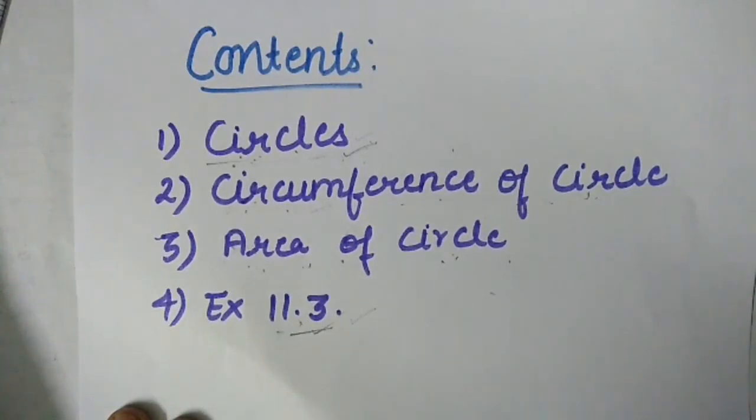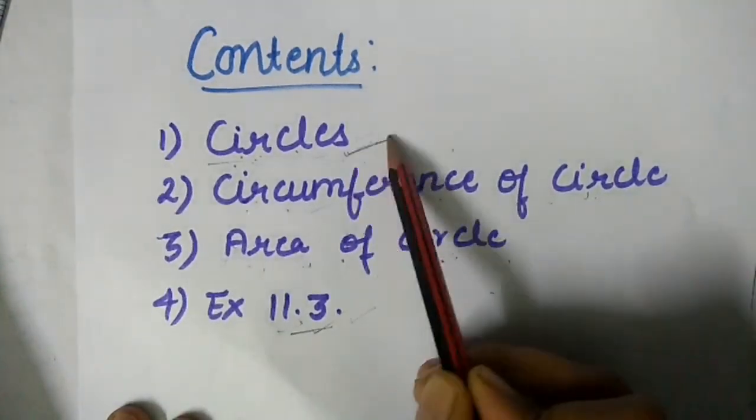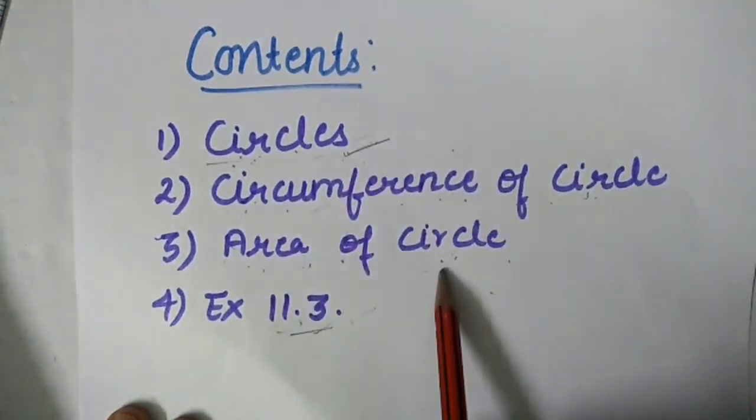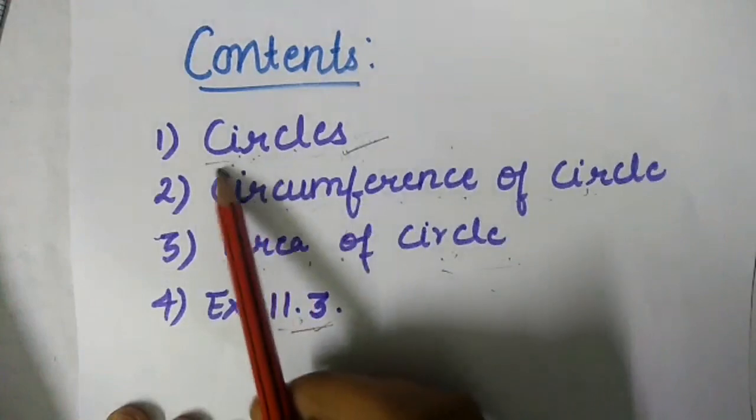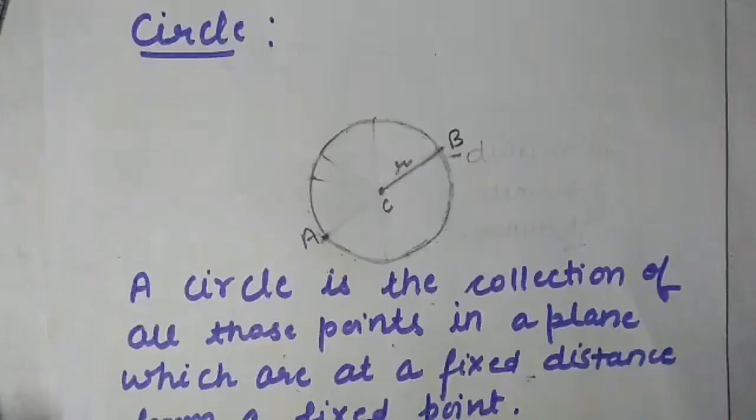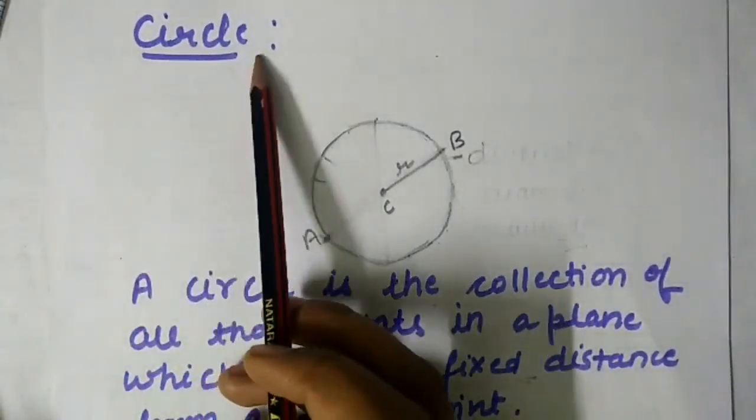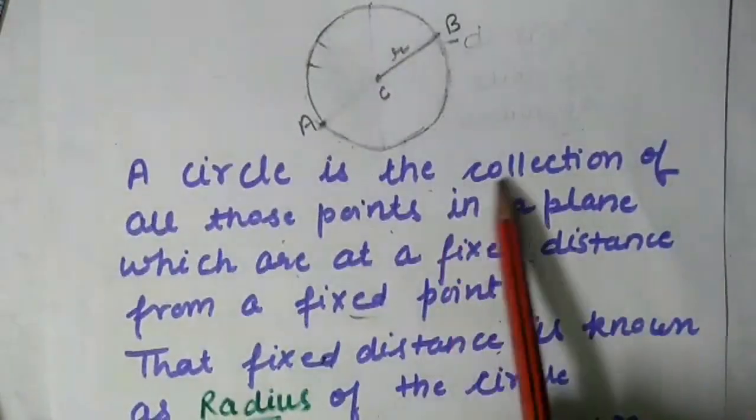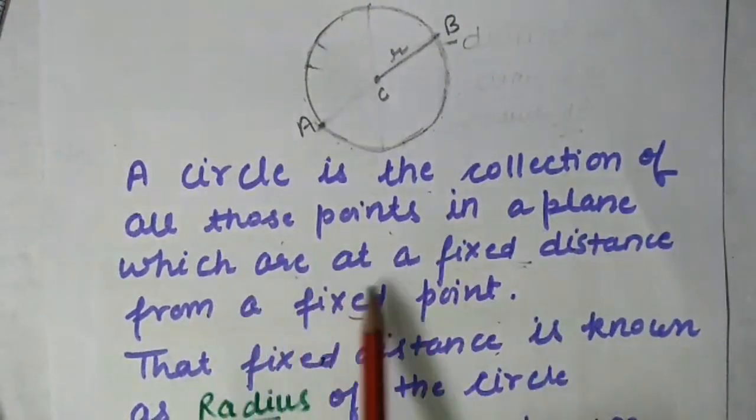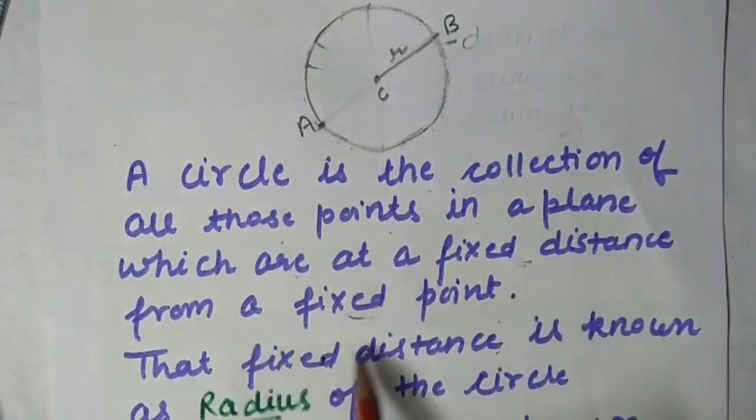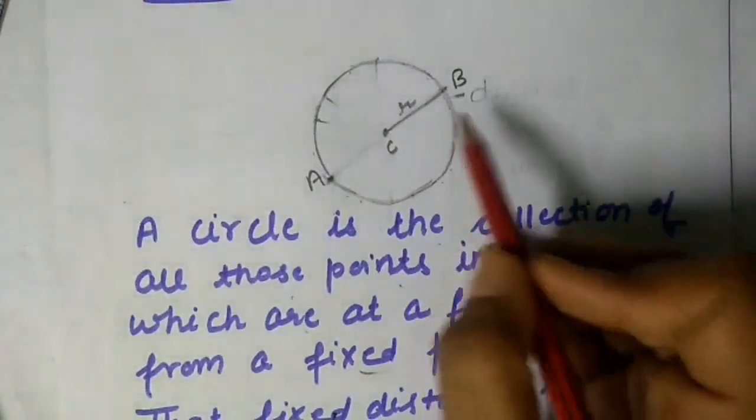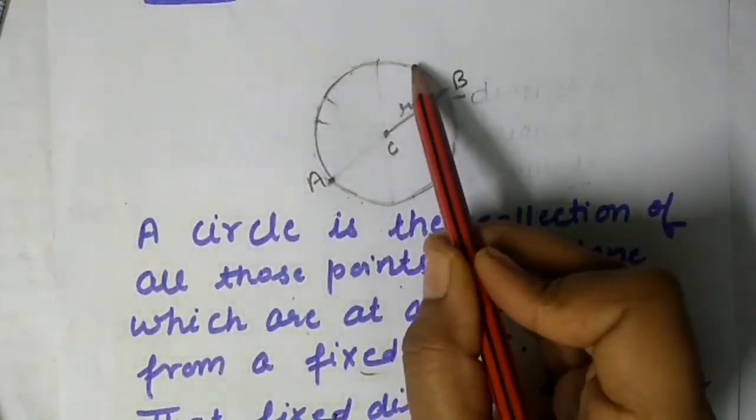So students, in this lecture we will start with the circle, and we will learn how to find the circumference and area of a circle. So let us start with the definition of a circle. What do you mean by a circle? A circle is the collection of all those points in a plane which are at a fixed distance from a fixed point. This statement says a circle is the collection of points.